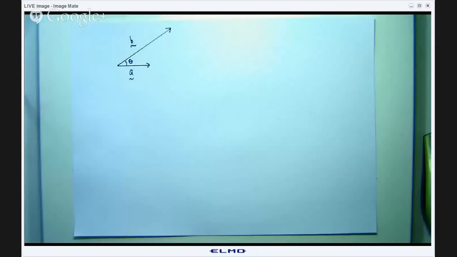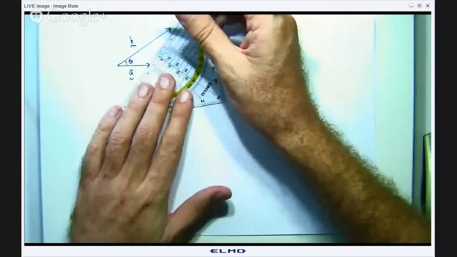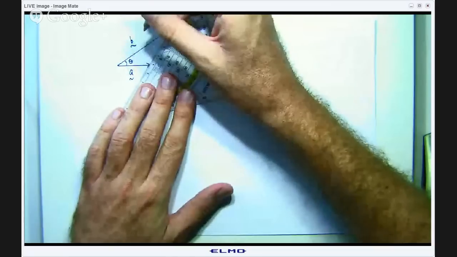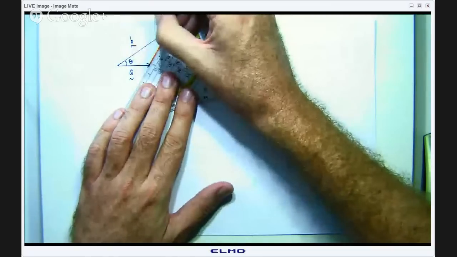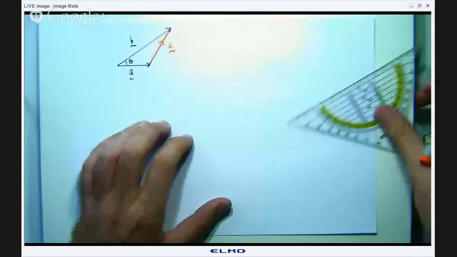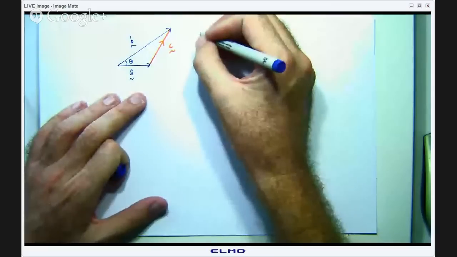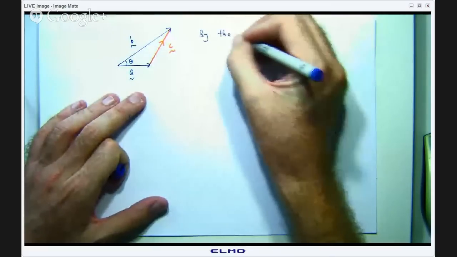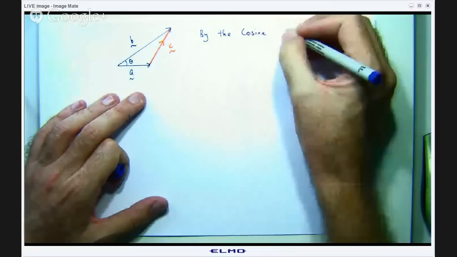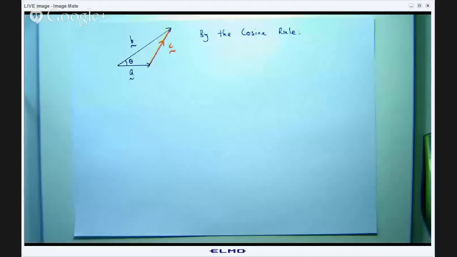And if I draw in a third vector, then I have a triangle. Okay, let's call that vector C. Okay, now by the cosine rule, I can relate the lengths of the three sides with the cosine of this angle.